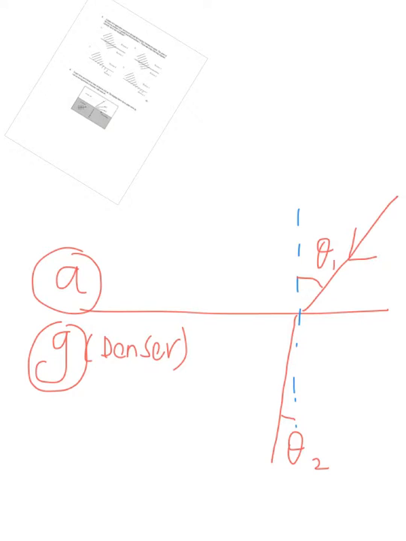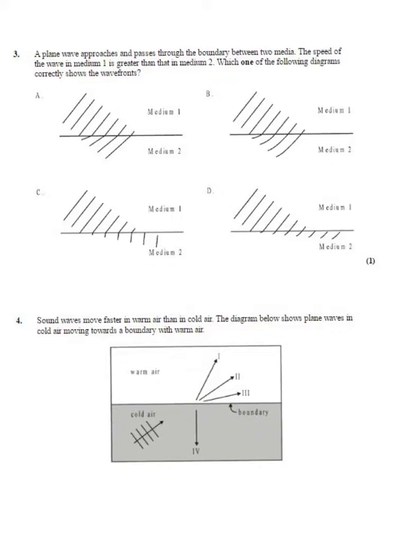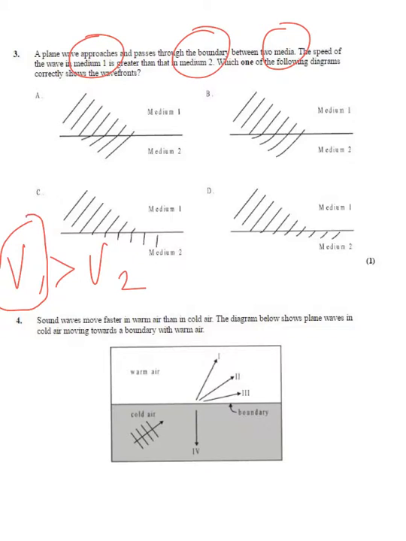So let's look at the questions now. As we can see here, question 3 shows a plane wave approaching and passing through a boundary between two different media. The speed of wave 1 is greater than v2. So v1 is greater than v2. So let's analyze what that means. If it's going faster through v1 than v2, then the material 1 is less dense than v2.